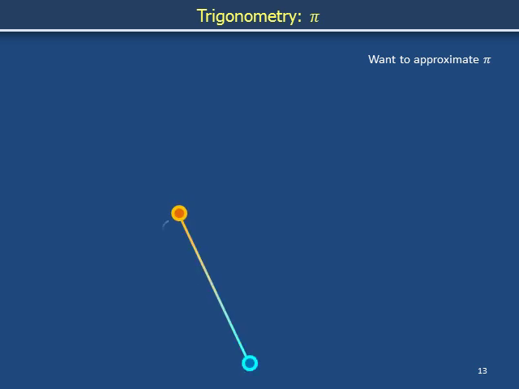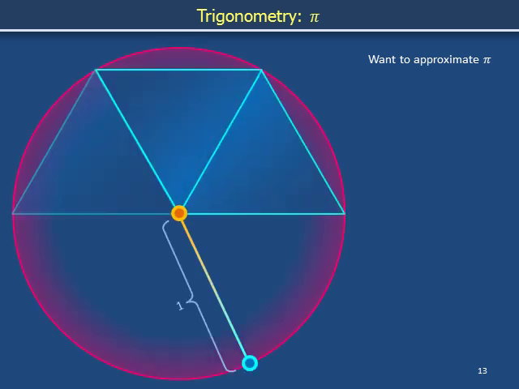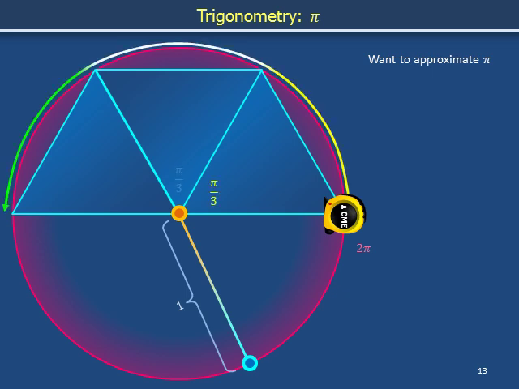Construct a unit circle. Arrange three identical triangles. The arc length around the entire circle is 2 pi, but we have chosen our three triangles so that they correspond to a total arc length of only half a circle, or only pi. Since the triangles are identical, each triangle corresponds to an arc length of pi over 3.